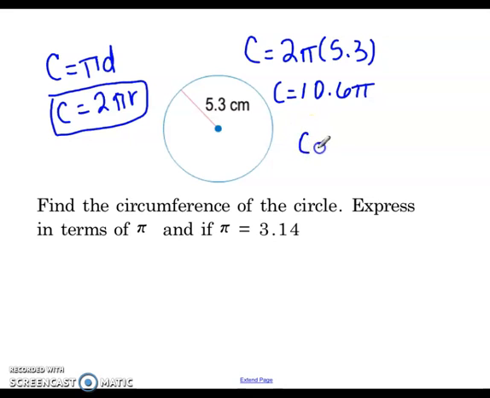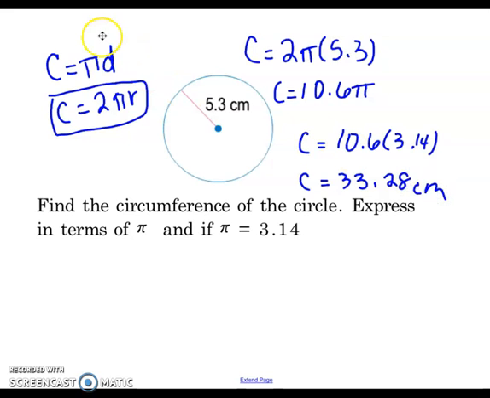But now if we want it when pi is equal to 3 14/100, we take 3 14/100 and sub it in for pi. And then we have to multiply 10 6/10 times 3 14/100 to get our final circumference, as circumference equals 33 28/100 centimeters when rounded to the nearest hundredth.